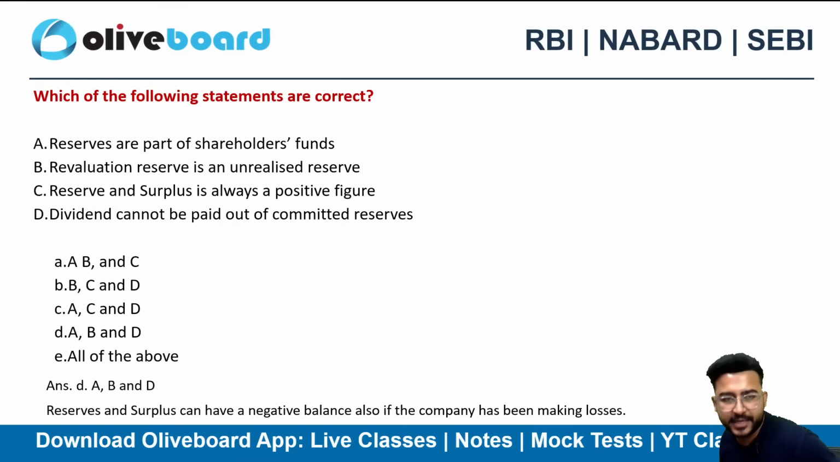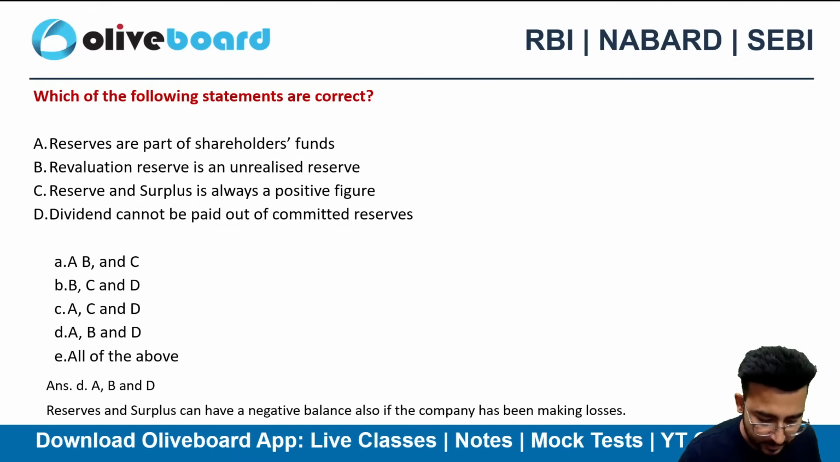A, B and D are correct here. Okay. Reserves and surplus is always a positive figure. That's not correct. Reserves and surplus is not always a positive figure. It can be a negative figure as well, right?